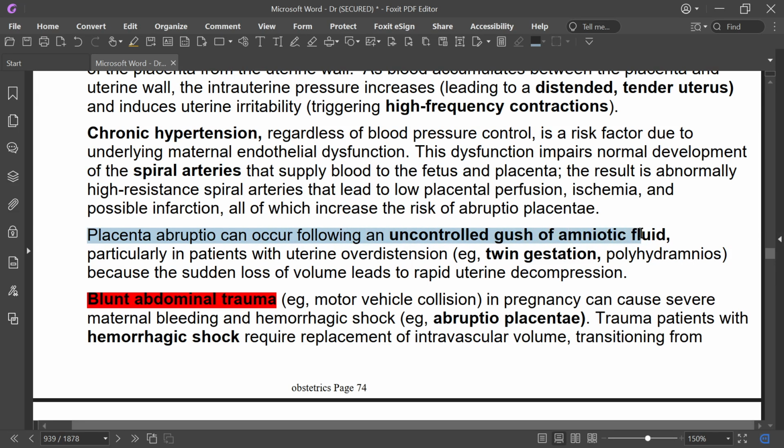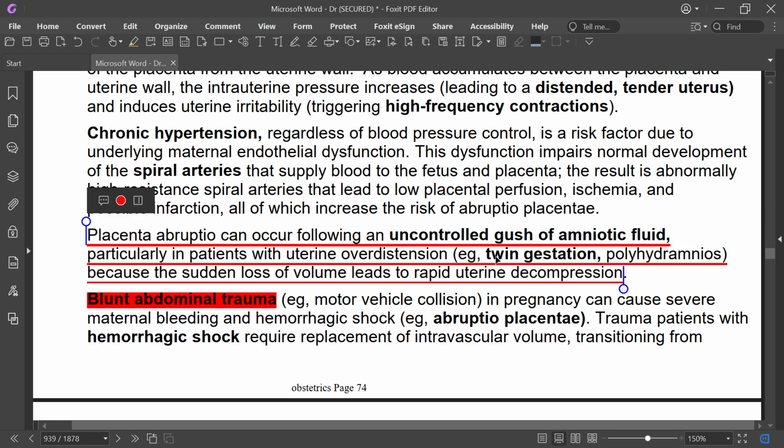Placental abruption can occur following a gush of amniotic fluid, particularly in patients with uterine overdistension like twin gestation or polyhydramnios, because the sudden loss of volume leads to uterine decompression.